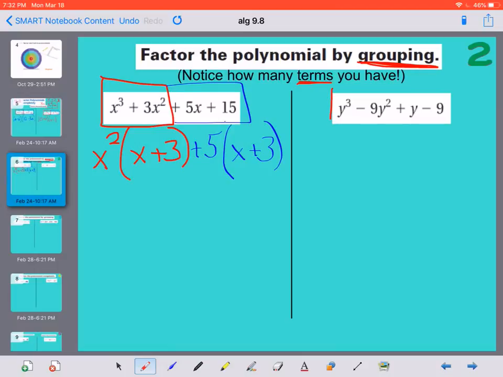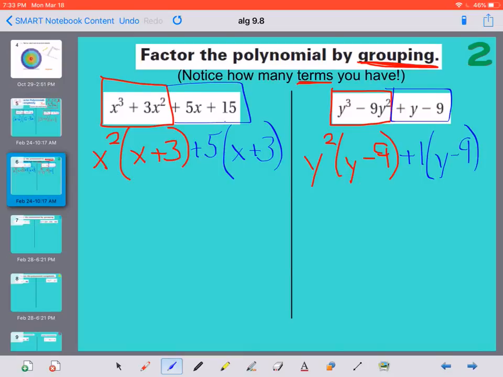So here I'm going to make a couple groups. First one, looks like I can take out y squared. Now if I take out y squared out of y cubed, I'm left with just y. If I take out y squared from negative 9y squared, I'm left with negative 9. In the second group here, it looks like I have nothing in common between y and negative 9. So I know that I can take out just a 1. I can take out a 1 from both of them, and I still get y minus 9, which is still the same as what I took out of the first one.